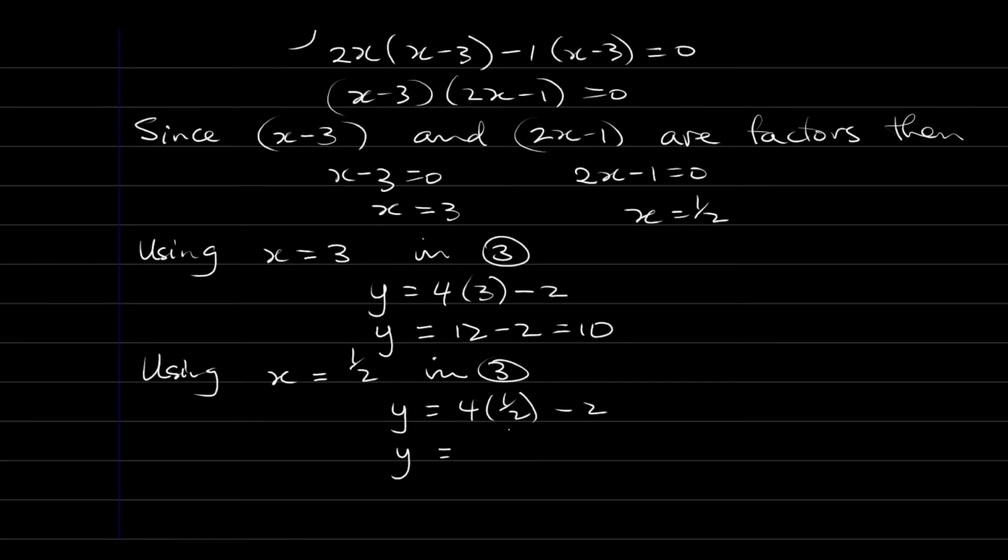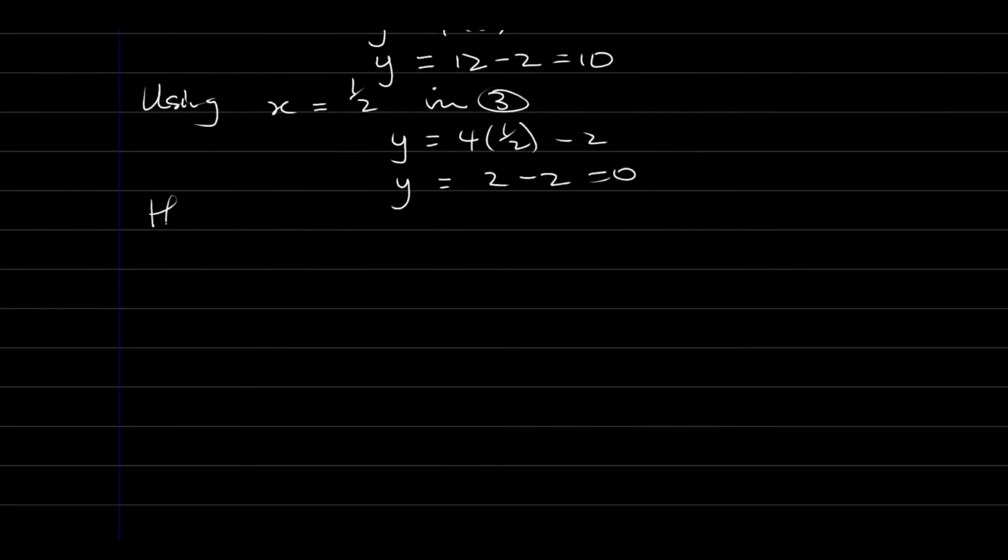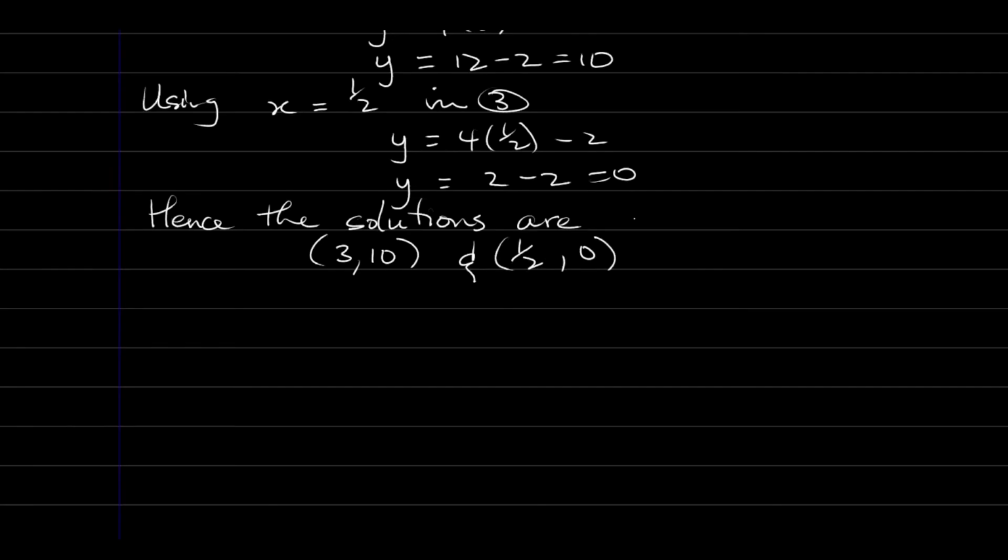Oopsie, I'm watching up here. So this is 2 minus 2, which is equal to 0. Right? So hence the solutions are 3, 10, and a half, 0. Right? Right, good. Yeah, that's fine, everything there.